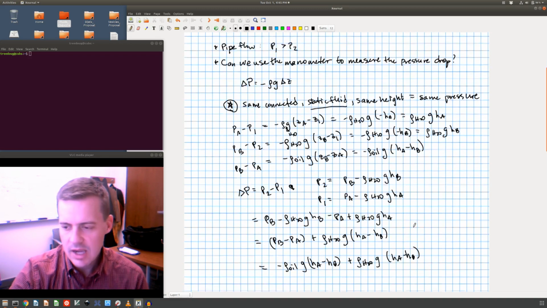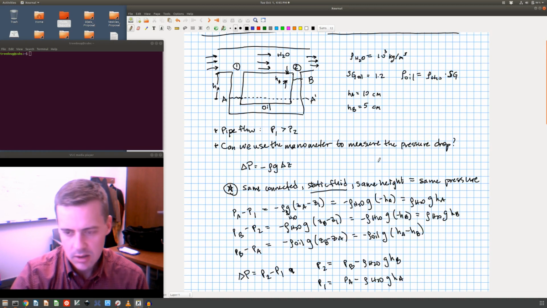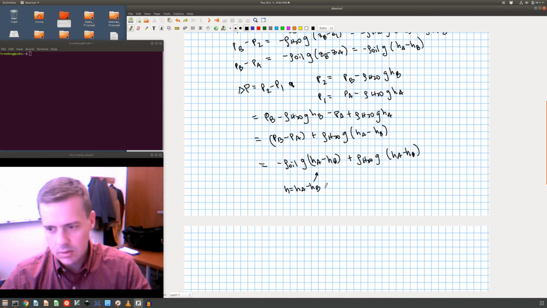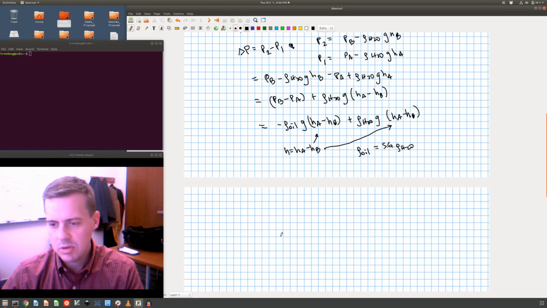Now this HA minus HB, I'm going to give it a name, just to make my life a little easier. I'm going to call H equal to HA minus HB. So that will go in right there, and that will go in right over there. And I'm going to substitute that I know rho oil is equal to the specific gravity times rho H2O. I'm going to plug those two pieces in.